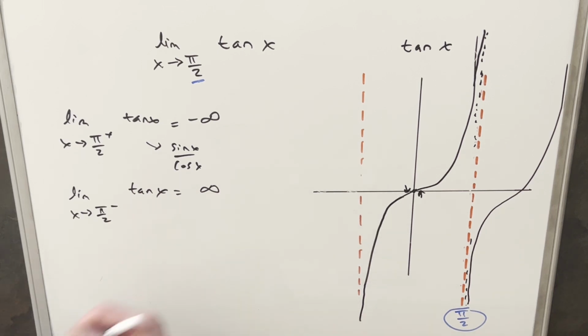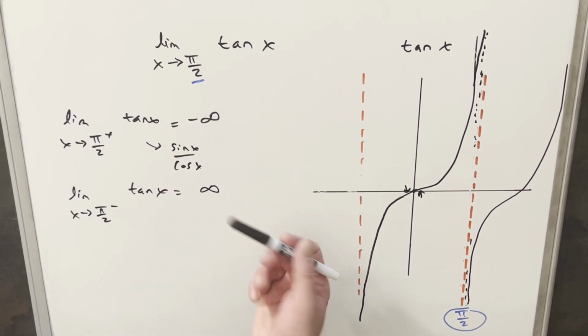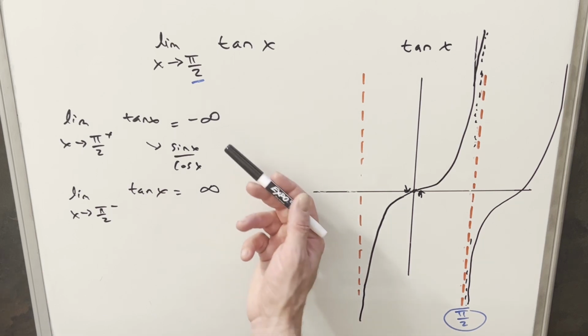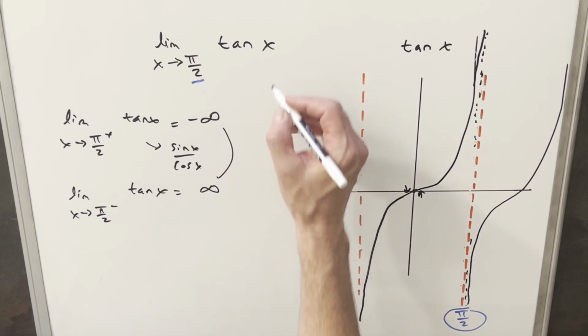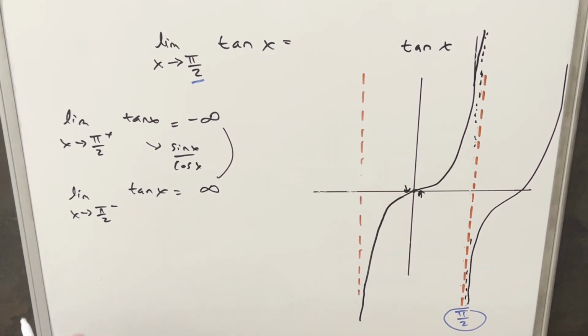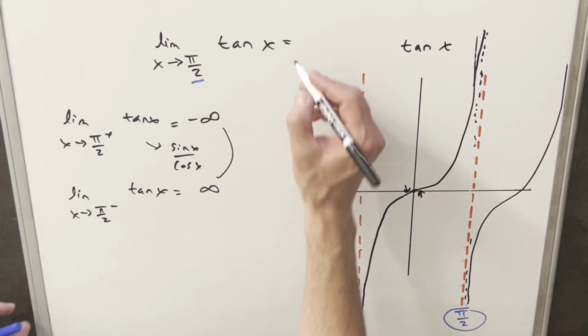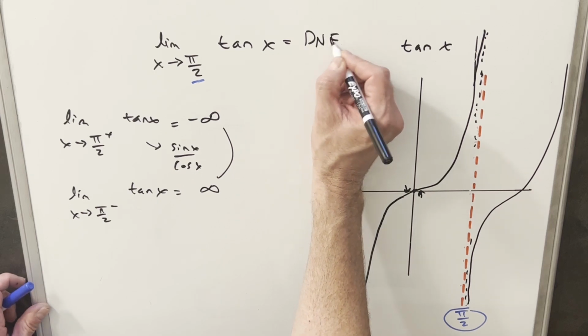And so the trouble for our limit is when x approaches pi over 2, we want just one value. And what is it? Is it going to infinity or is it going to minus infinity? Well, we don't know. These aren't the same. So when we have the situation where the limit on the left side is not equal to the limit on the right side, we just say this limit does not exist.